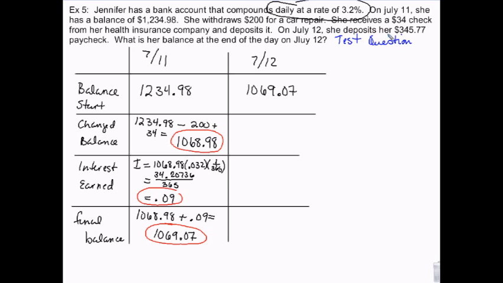On July 12th, she deposits a paycheck. So she starts with the 1069.07 and she deposits a paycheck. And now she has 1414.84. Okay. Then we calculate the interest.